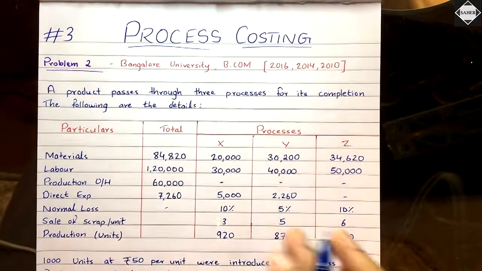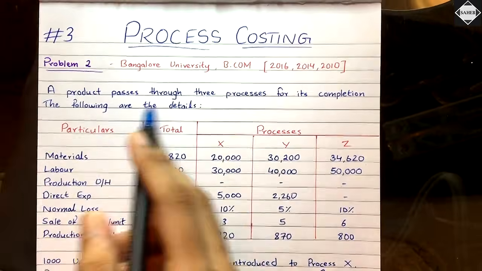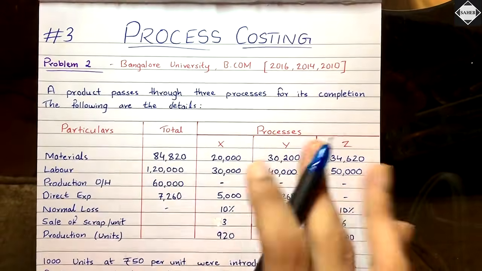Now here we have the question. Let's go through it once and try to understand what is happening over here. A product passes through 3 processes for its completion, and the following are the details. We have been given the details in a table format.